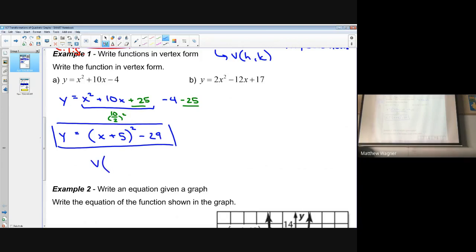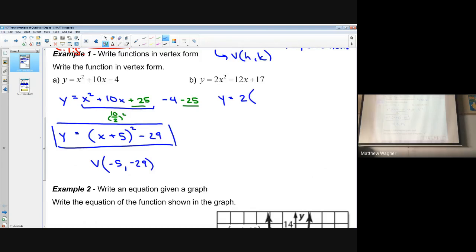If you were asked for the vertex of this problem, you could state that it is at negative 5, negative 29, all right? When there's an a value out front, it makes things slightly more challenging, okay? Because if you recall with completing the square, what we need to do is get rid of that.